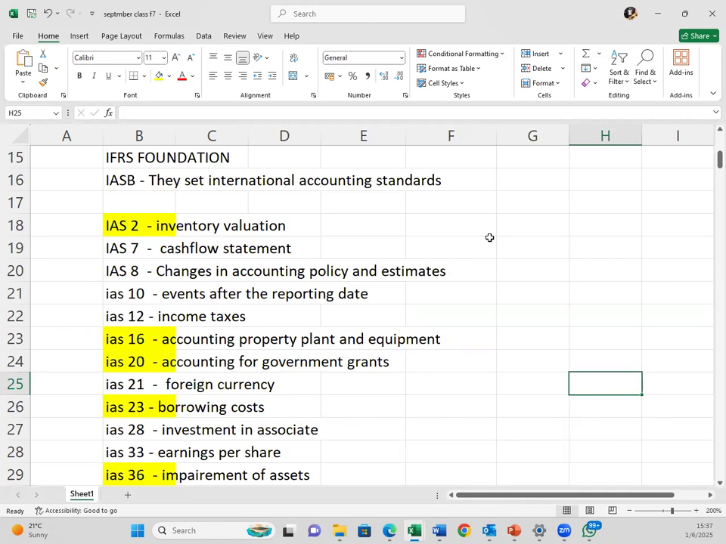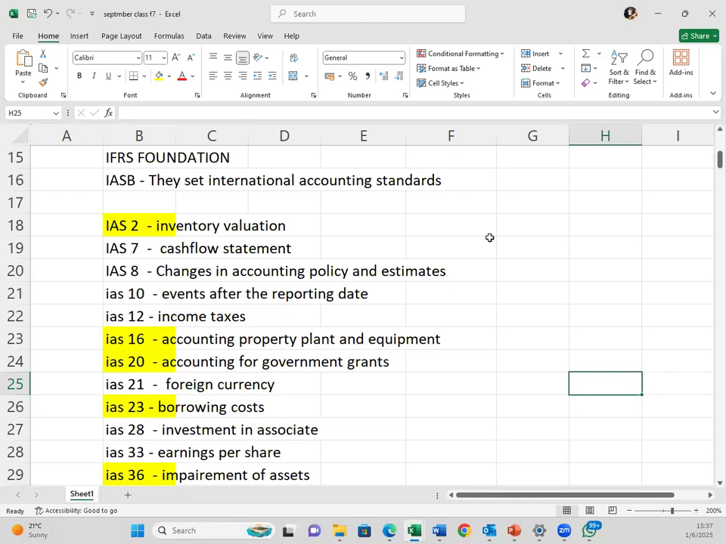We did also look at IAS 16, accounting for property, plant, and equipment. So we said we want to start with standards that are related to PPE and assets. So we did look at IAS 2, inventory being an asset. We did look at IAS 16, PPE.